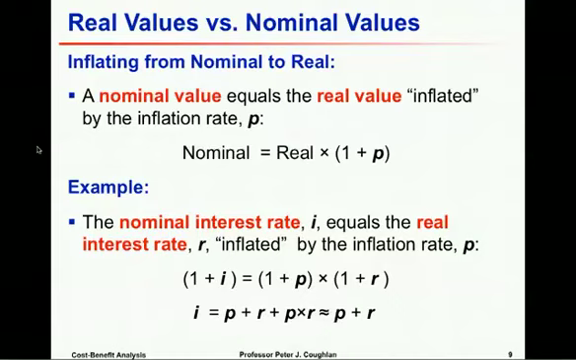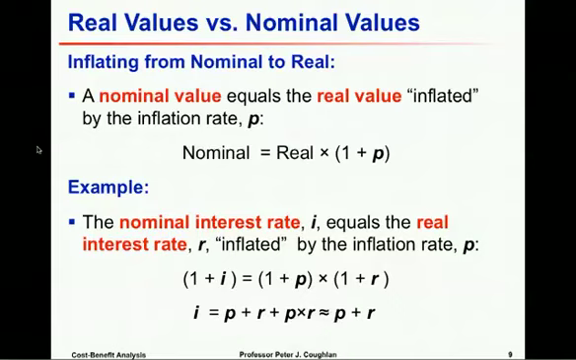Now, to approximate that, if you multiply that out and do the algebra, you would get I equals P plus R plus P times R. But P times R is generally going to be something very small. If inflation is on the order of 3, 4, 5%, the real interest rate is likely to be something on the order of maybe 3%, 4% up to 10%. But your bottom line, you're talking about multiplying like 5% times 5%, and 5% of 5% is 0.0025. It's a very small number.